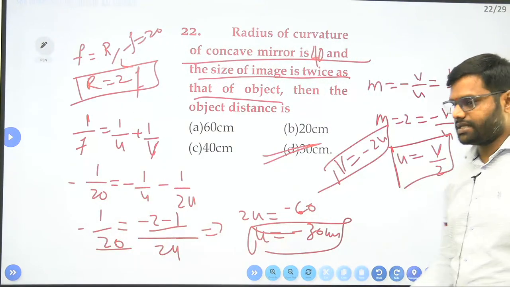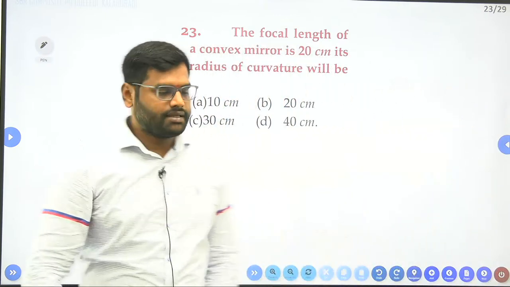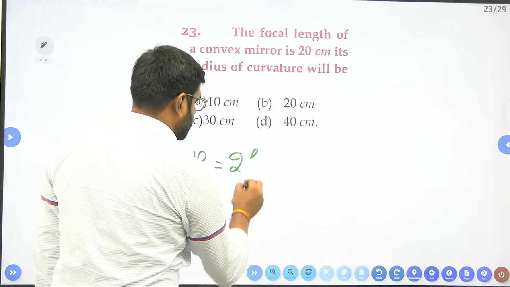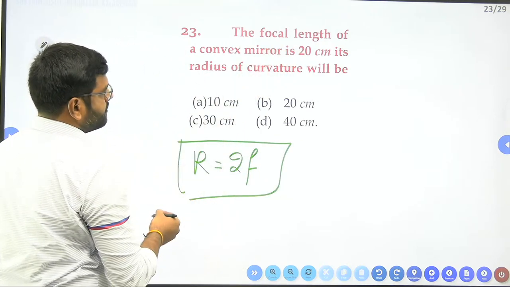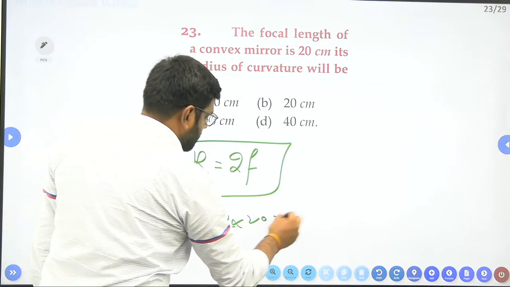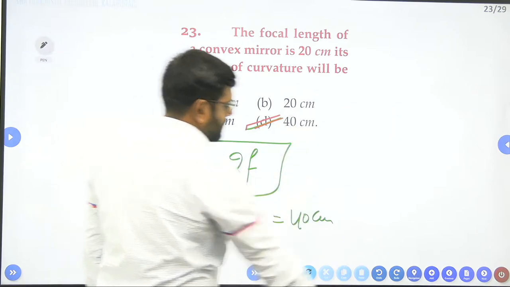Okay. The next question. The focal length of a convex mirror is 20 centimeter. Its radius of curvature will be? As I said, for spherical mirrors the radius of curvature is 2 times the focal length. Focal length 20 centimeter, radius of curvature 2 into 20 will be 40. 40 centimeter will be the answer. That is the fourth option. Okay. The next question.